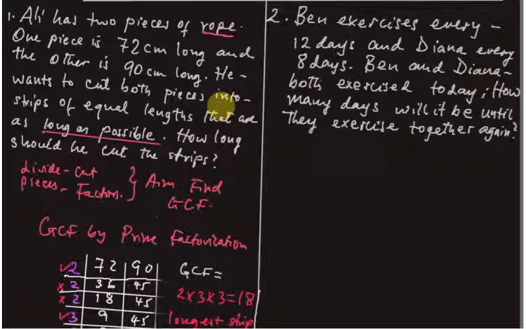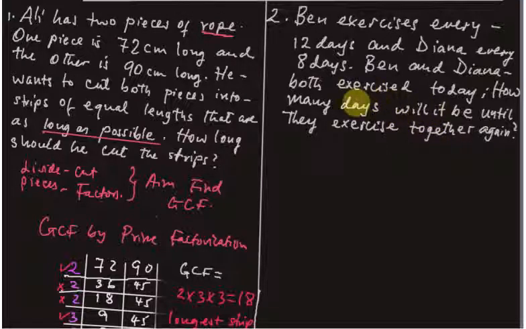So this takes us to the lowest common multiple, because it wants us to find how many days will it be until they exercise together. When are they going to exercise again? The time, we are looking for that.